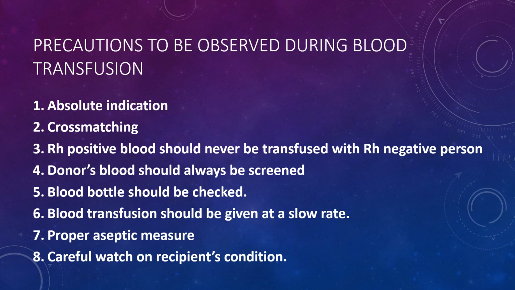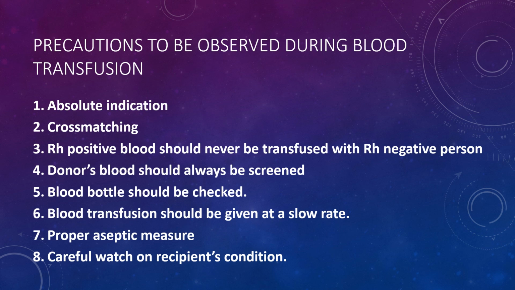Rh positive blood should never be transfused to an Rh negative person. The donor blood should always be screened for different types of communicable diseases. We know the different blood-borne diseases, like HIV, hepatitis B, hepatitis C, and VDRL for syphilis. There are different important STDs which can be transmitted through the blood. The blood should be properly screened.